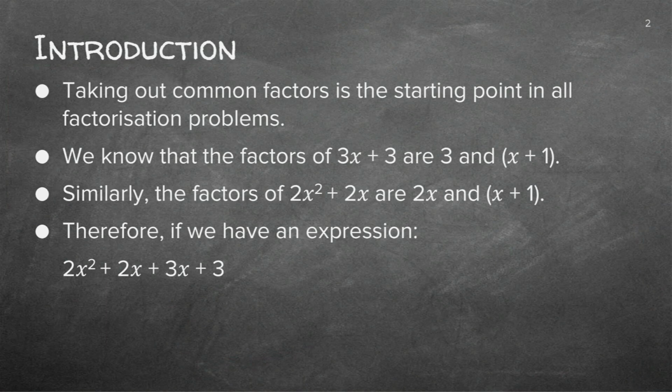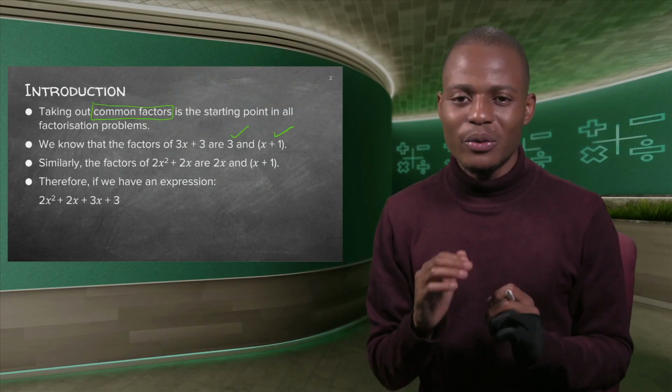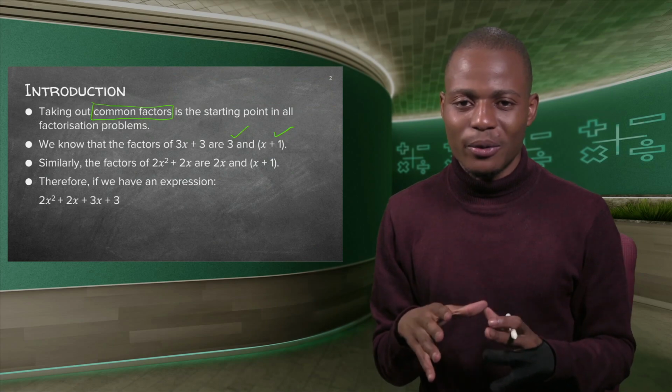So taking out common factors is the starting point in all factorization problems. Common factors are always the principal thing that we look for whenever we are doing some factorization problems. And we know that the factors of 3x plus 3 will definitely be 3 and x plus 1. So if you don't understand how we got this, please also go back to one of our lessons that we did on common factors. Okay, so that is where we specified how to take out common factors.